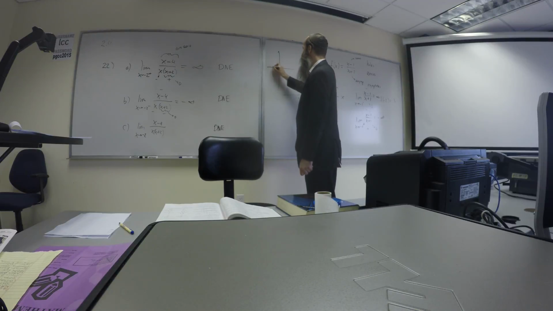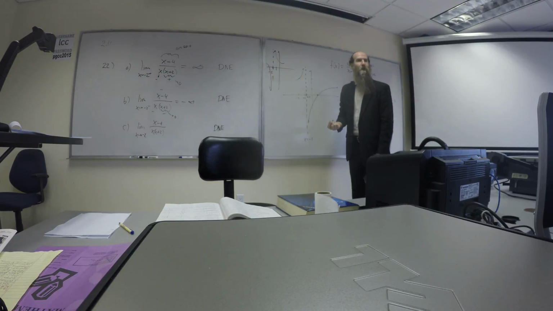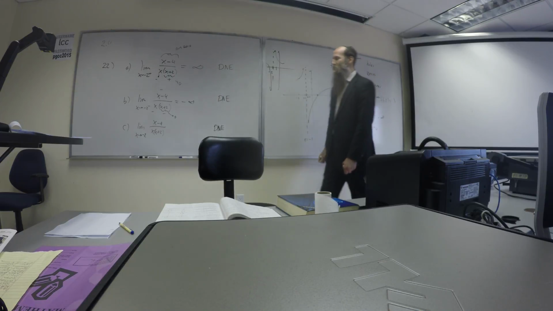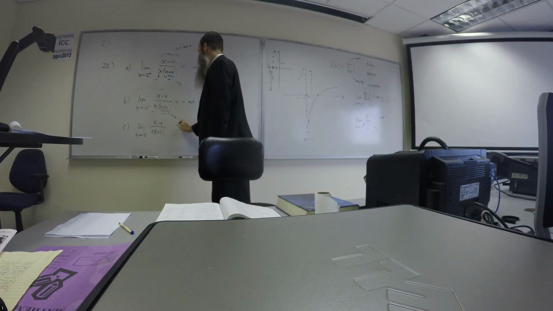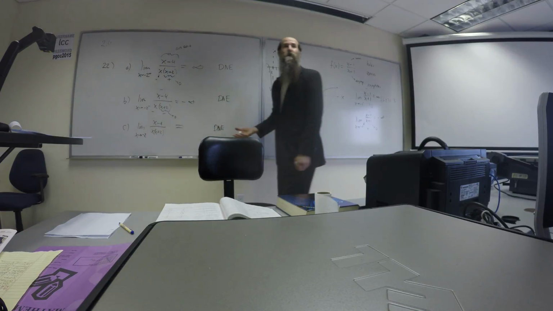Negative 2. What direction is this going? I don't know. It's going up one way, it's going down the other way. You can't tell me anything. So down here, DNE is all you can write. You cannot even tell me a direction.